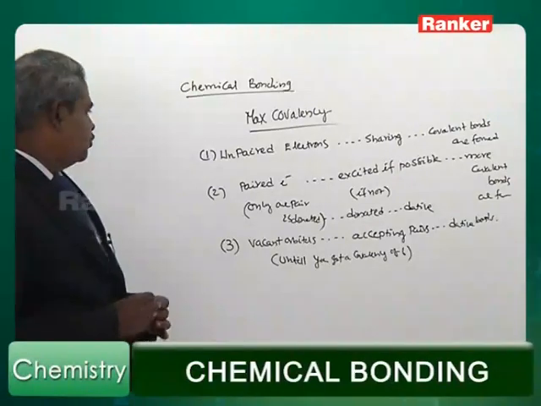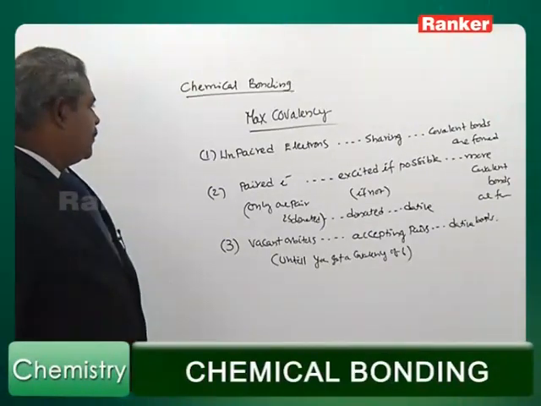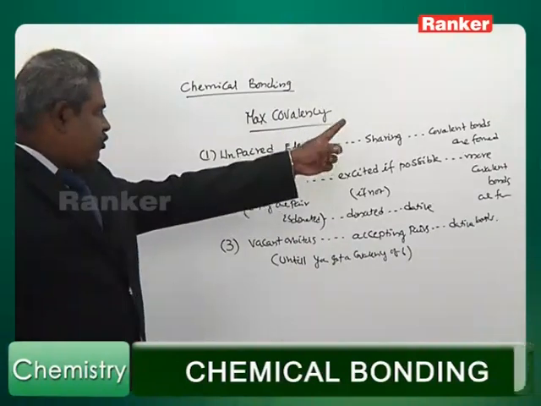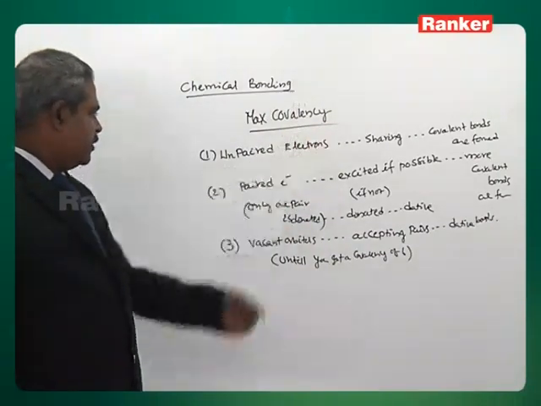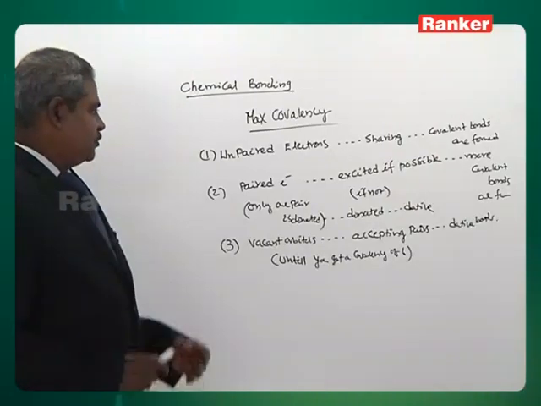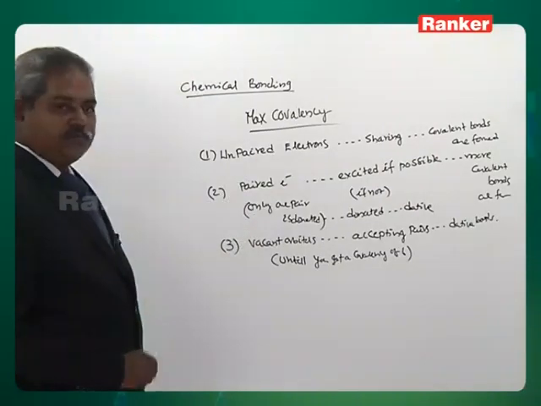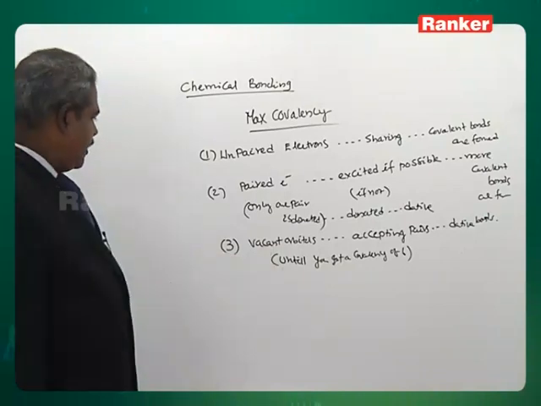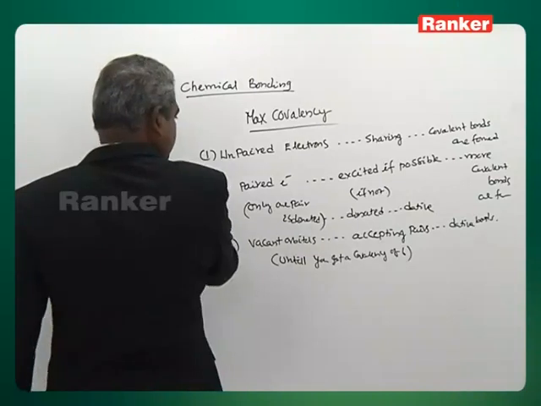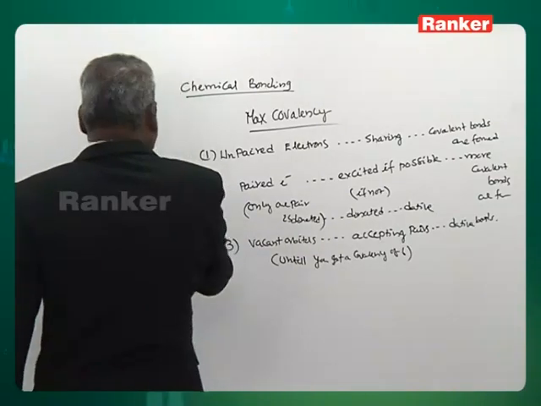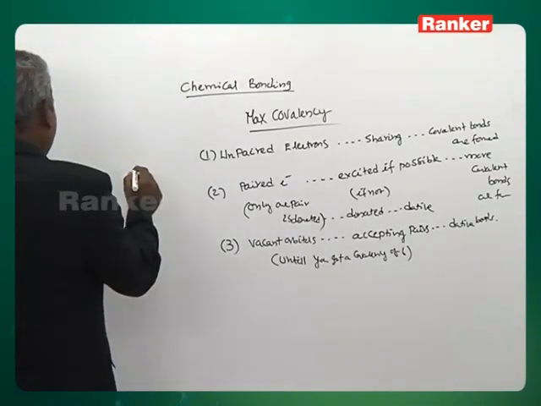Let us apply these rules. Unpaired electrons are used in sharing, and covalent bonds are formed. Paired electrons are excited if possible. If not, they are donated as they are. The pair is donated. And vacant orbitals are used in accepting pairs, and more dative bonds are formed. Now, let us apply this with beryllium.